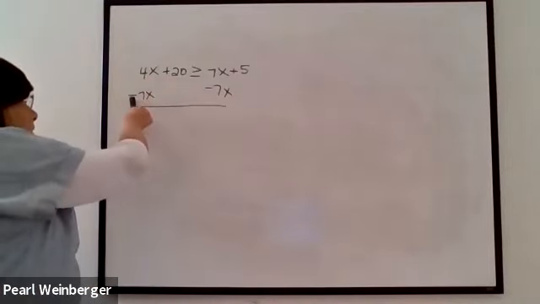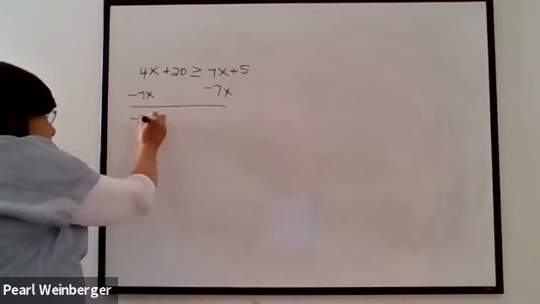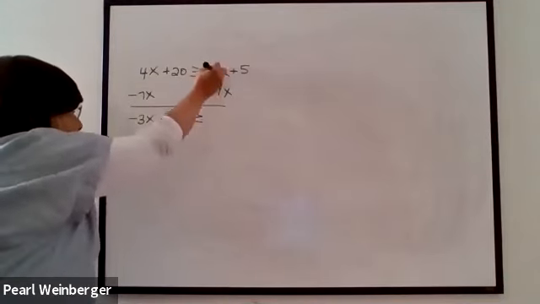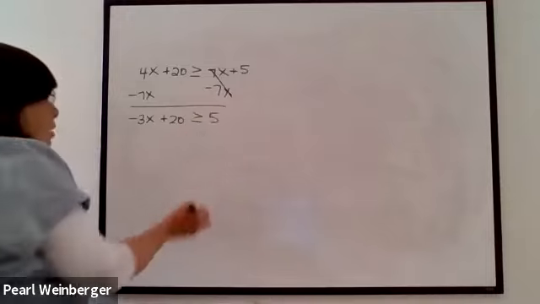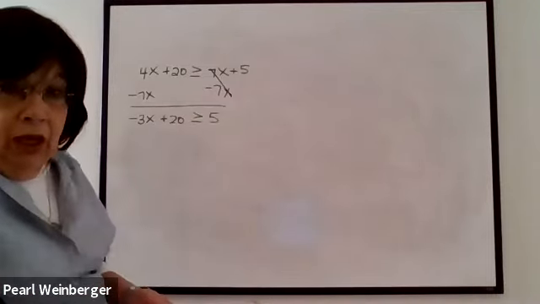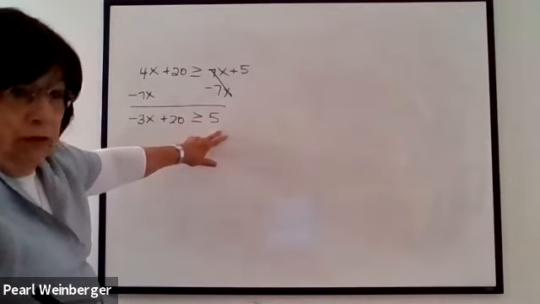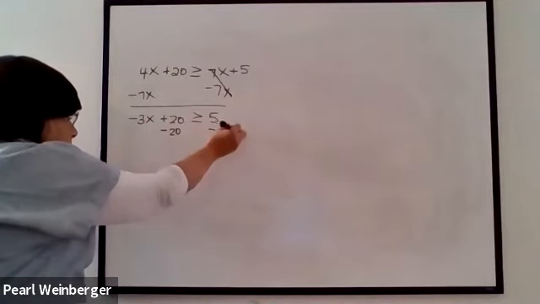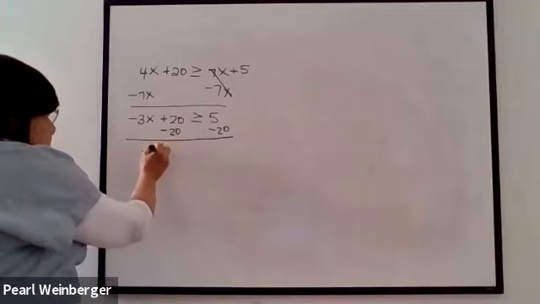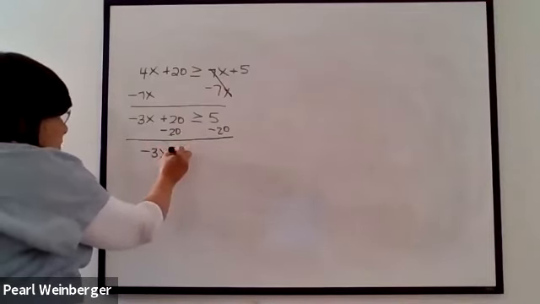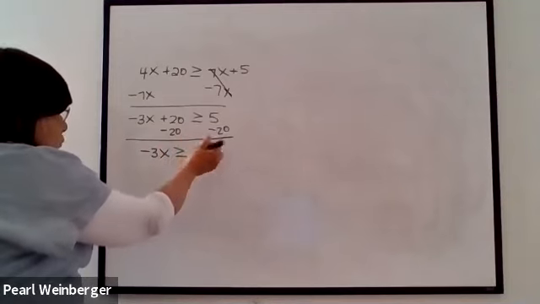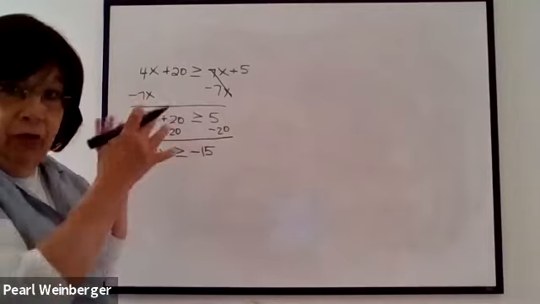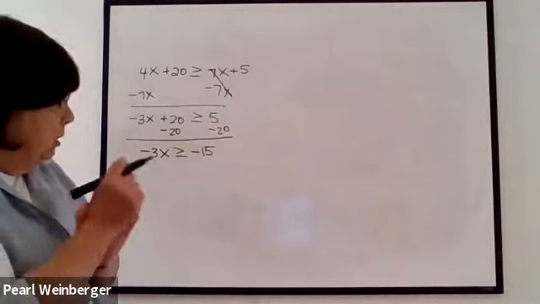So we have 4x and negative 7x, which gives me negative 3x plus 20 is greater than or equal to, well, this cancels out, 5. So now I want to get this 20 to the right side. Since it's a plus 20, I'm going to do minus 20, which will leave me negative 3x greater than or equal to 5 minus 20, which is negative 15. So now I've got all the x's on one side, all the numbers on the right side.